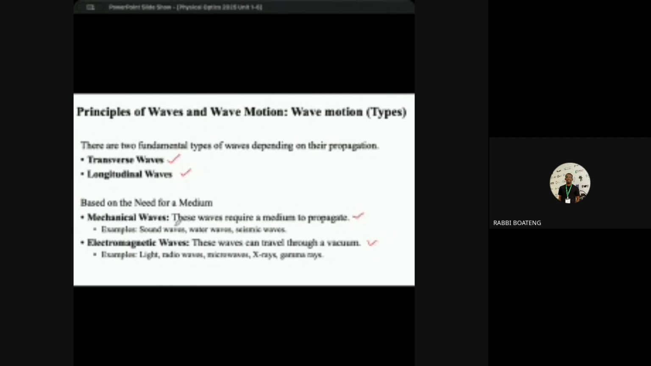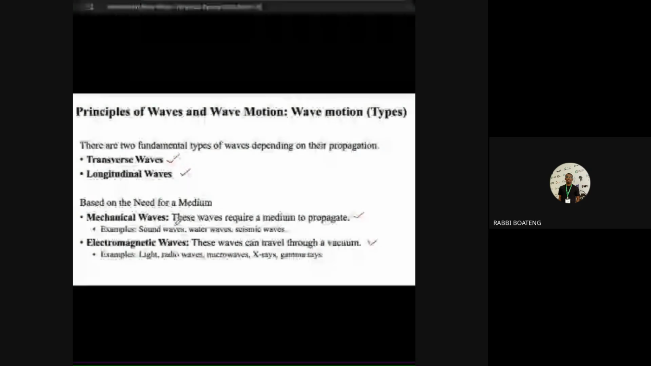So whatever being the case, unlike the mechanical waves, electromagnetic waves can travel without a medium. Even if there's a medium, they can still propagate through it, but they don't need any medium at all. A typical one is light. Others are radio waves, microwaves, X-rays, and gamma rays. It is fine without a medium.